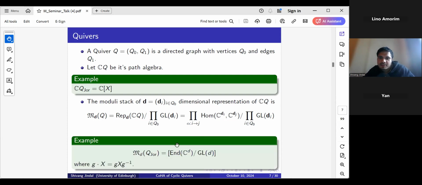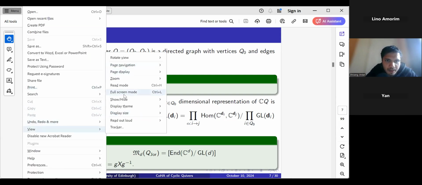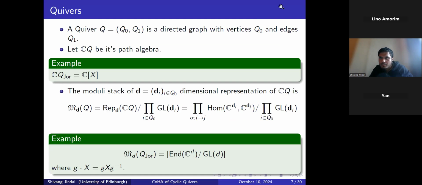For instance, if we take the case of the Jordan quiver, then we just have one vertex and a loop. On the vertex, we associate an endomorphism, and because there's only one vertex, we look at it up to the group action given by conjugation. So now we know what the moduli of representations of a quiver is, and we go to the next step.